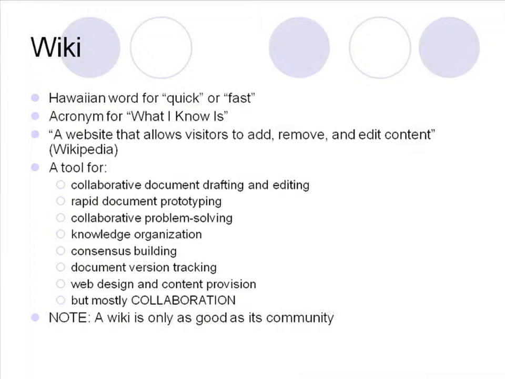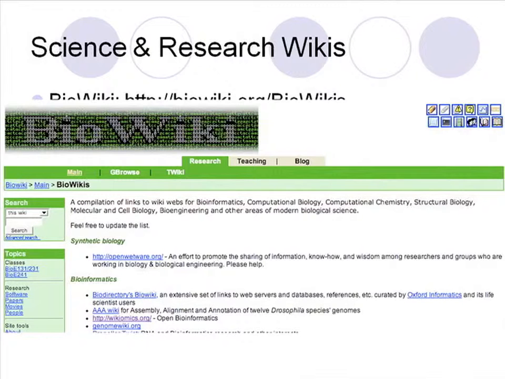Options there. Some examples of science and research wikis. I've got the URLs on this screen and a few examples here. BioWiki is a wiki where they collect links to and information about biological and life science and bioinformatics wikis around the world. So it's kind of a meta-wiki or a wiki-wiki. It's a wiki about wikis. So it's a great collection of links, though, and the thing is you can go in and add your own or take something out if it's got a dead link or that sort of thing.